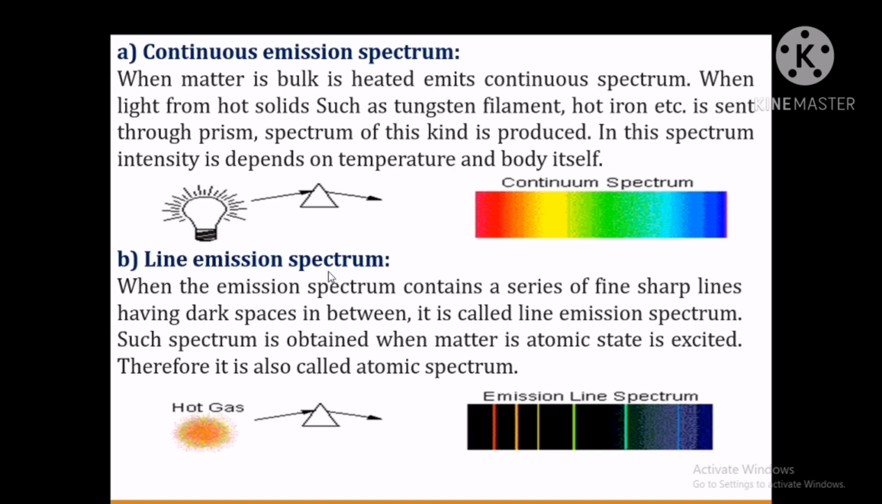Second is line emission spectrum. When an emission spectrum contains a series of fine sharp lines having dark space in between, it is called line emission spectrum. Such a spectrum is obtained when matter in the atomic state is excited. Therefore, it is also called atomic spectrum. This diagram shows the line emission spectrum.